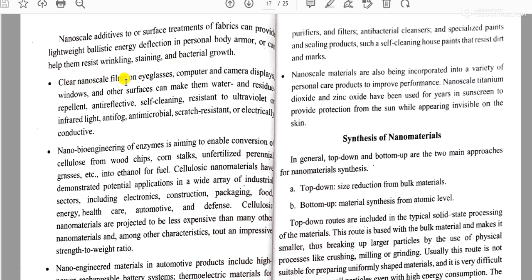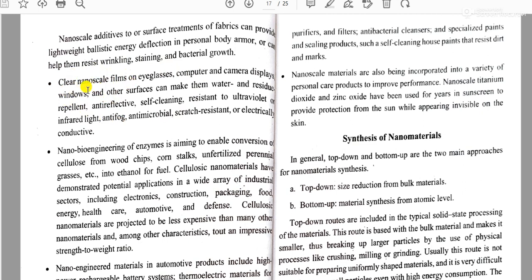Then clear nanoscale films on eyeglasses, computer and camera displays, windows and other surfaces can make them water and residue repellent, anti-reflective, self-cleaning, resistant to ultraviolet or infrared light, then anti-fog, antimicrobial, scratch resistant, or electrically conductive. So all these are applications of nanomaterials in the form of nanoscale films. Okay, so films means over a typical glass material, nanomaterials are coated, or a typical two-dimensional nanomaterial is made out of these materials.